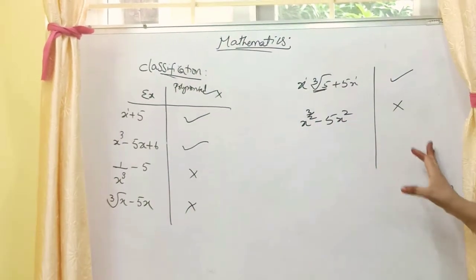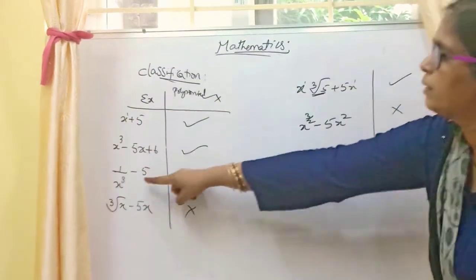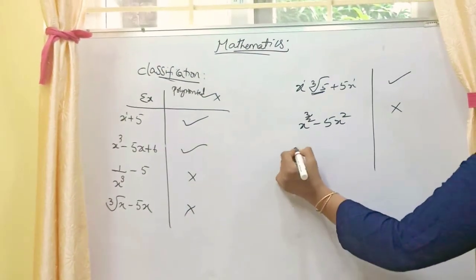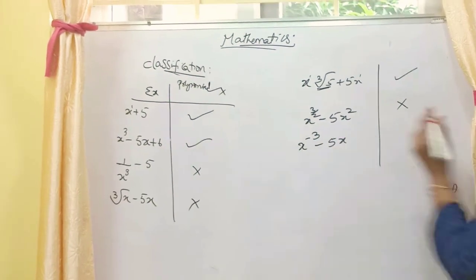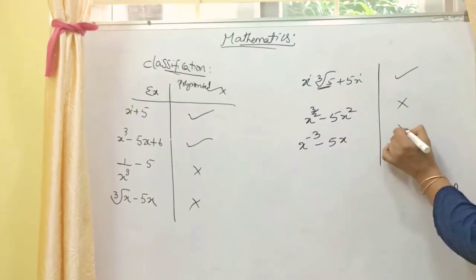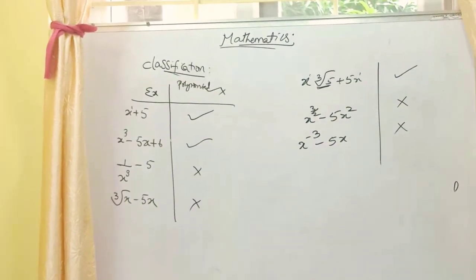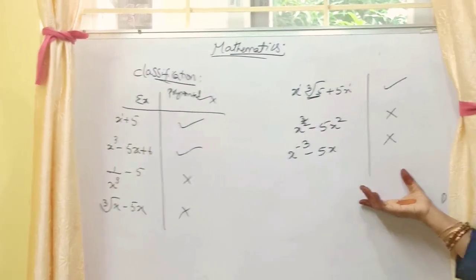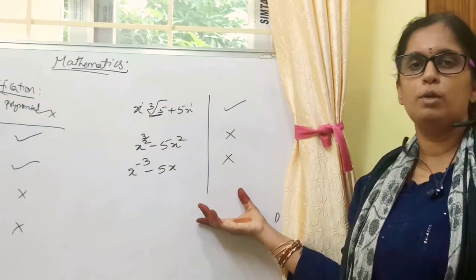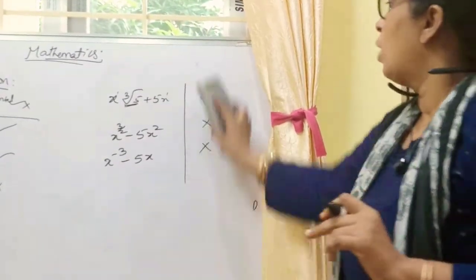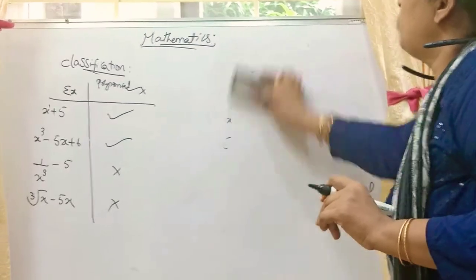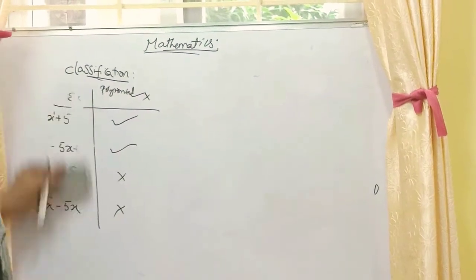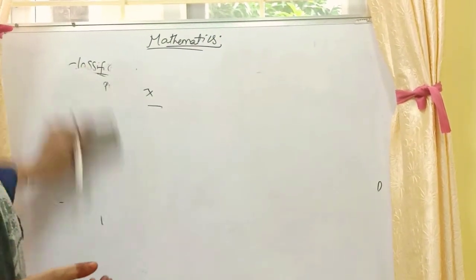So based on these 4 conditions, in this case, as you can see, the variable is in the denominator. And here is one more example we forgot: x to the power of minus 3 minus 5x. Here x has a negative power, therefore this is also not a polynomial. So by applying these 4 conditions, we can say whether the given expressions are polynomials or not. Now, till now we have seen the classification of polynomials based on the number of terms and how to verify whether the given expressions are polynomials or not.